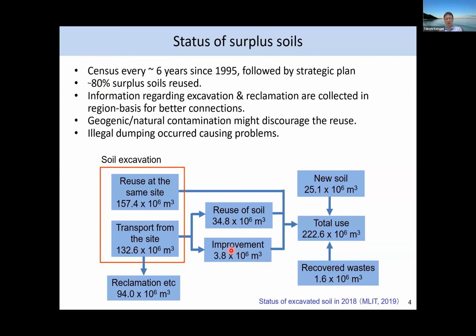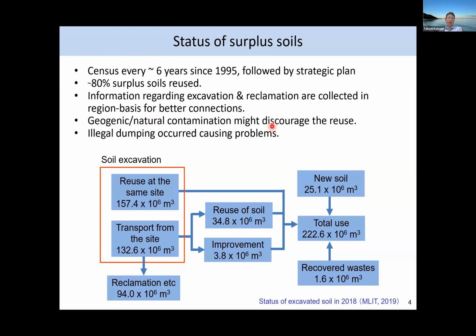And we have the system to connect the information regarding the generation and reclamation on a regional basis to create better connections. However, we have several problems. For example, geogenic natural contaminations might have been discouraging the use of such excavated soils. And sometimes illegal dumping has been causing serious problems.